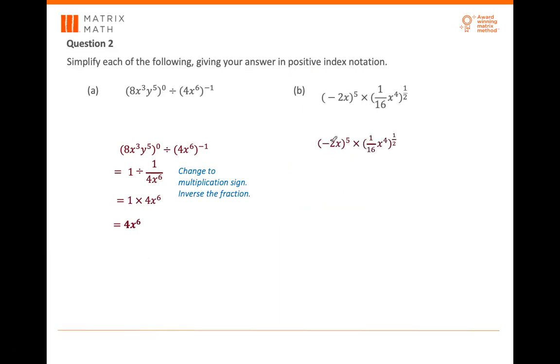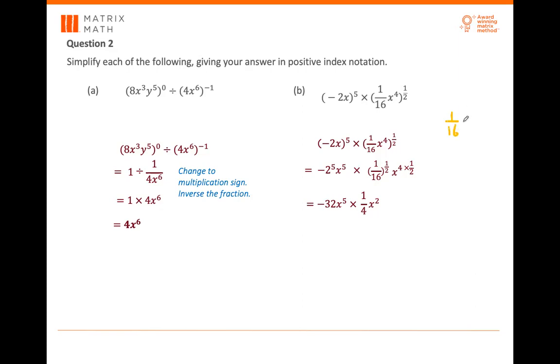Next, part B: minus 2x to the power of 5 times 1 over 16x to the power of 4, whole thing to the power of half. So you will have, okay, expand in, you have minus 2 to the power of 5, x to the power of 5 times 1 over 16 to the power of half, and x to the power of 4 times half. So minus 2 to the power of 5 gives you a negative 32, x to the power of 5 times, okay, 1 over 16 to the power of half.